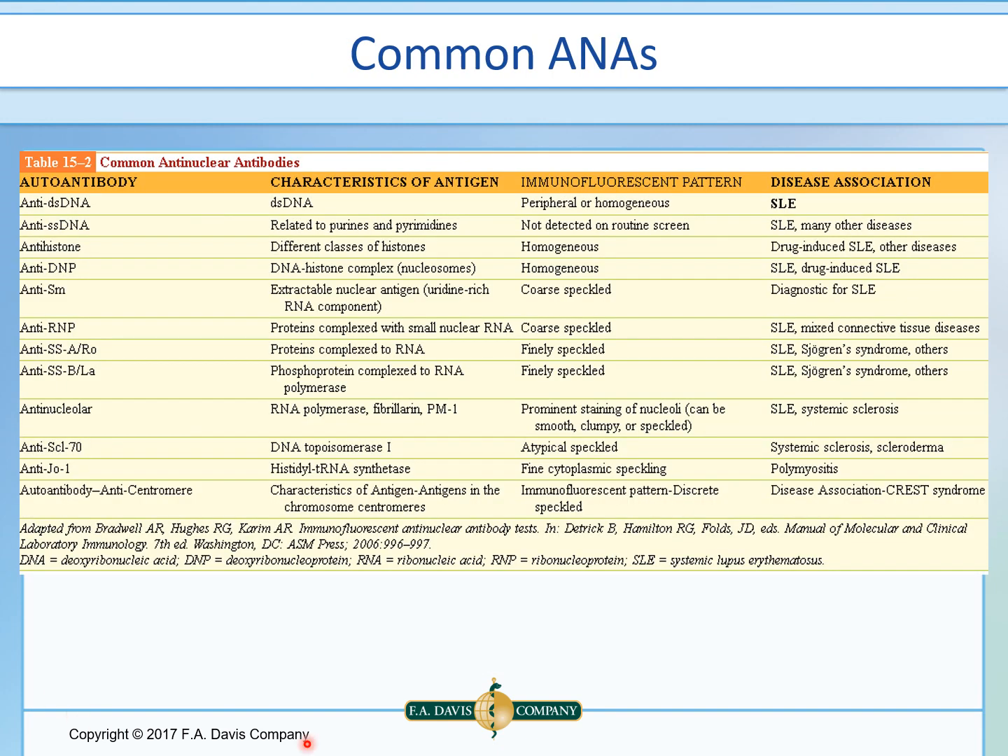Table 15.2 in your textbook provides the common ANA patterns that can be observed. As can be seen on the table, double-stranded DNA or dsDNA antibodies, the homogeneous and/or the peripheral rim pattern on ANA, are the most specific.